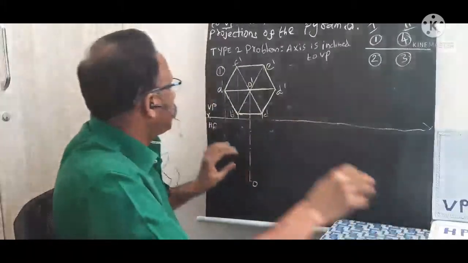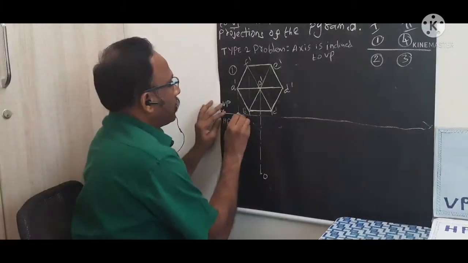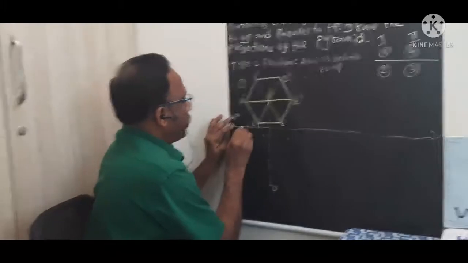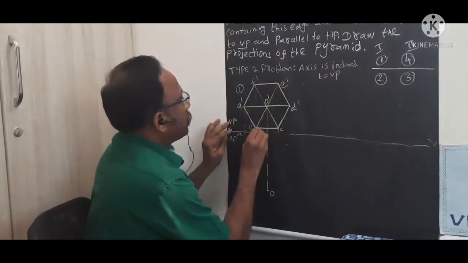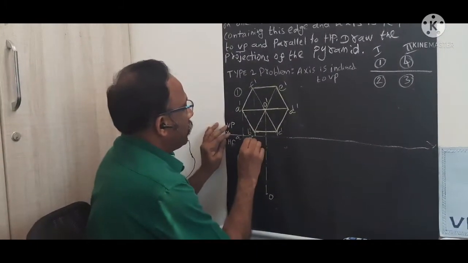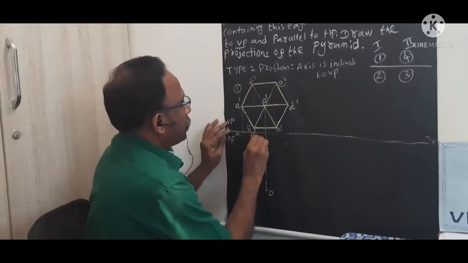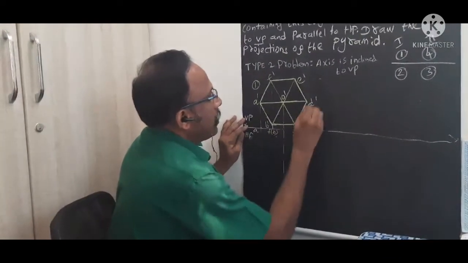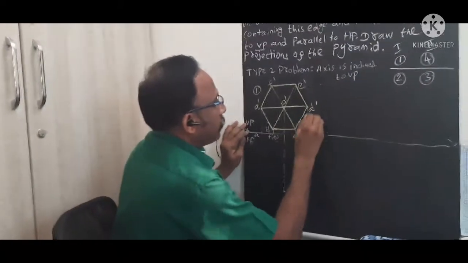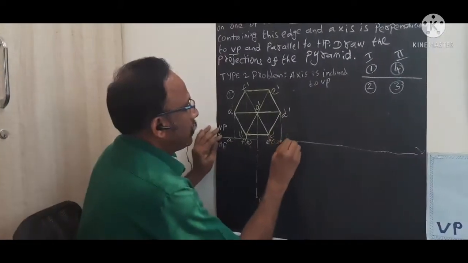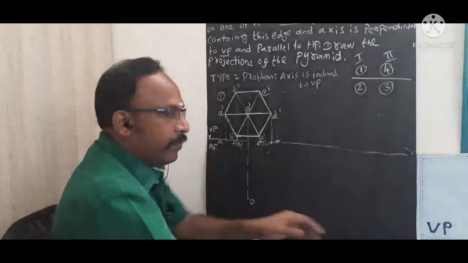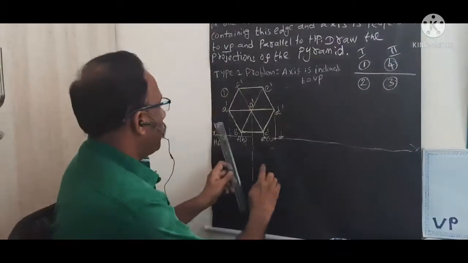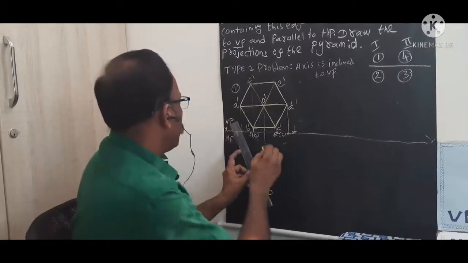I am going to mark the point names here. This is my point A. This point is F, which is visible, B is not visible. Here E is visible, C is not visible. And another point we need to draw here is the point D. We need to join this A with O.